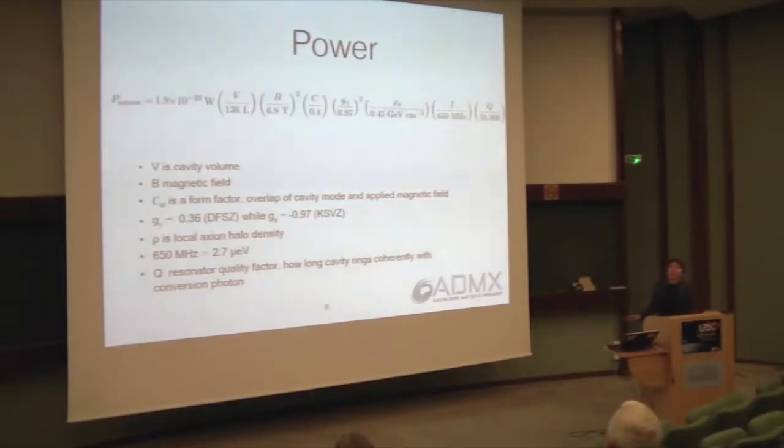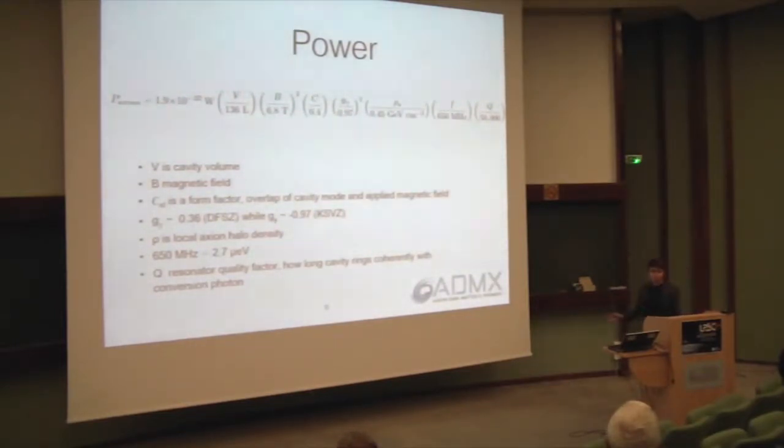And so what would the power of this kind of search look like? It goes with the volume of your cavity. It goes with the magnetic field squared. We have this thing called form factor. That's just the overlap of the cavity mode with your applied B field. That has to do with how much conversion of axions to photons you get. Coupling, which Giovanni also spoke about in more detail yesterday, this is just how strongly the axion couples to photons.